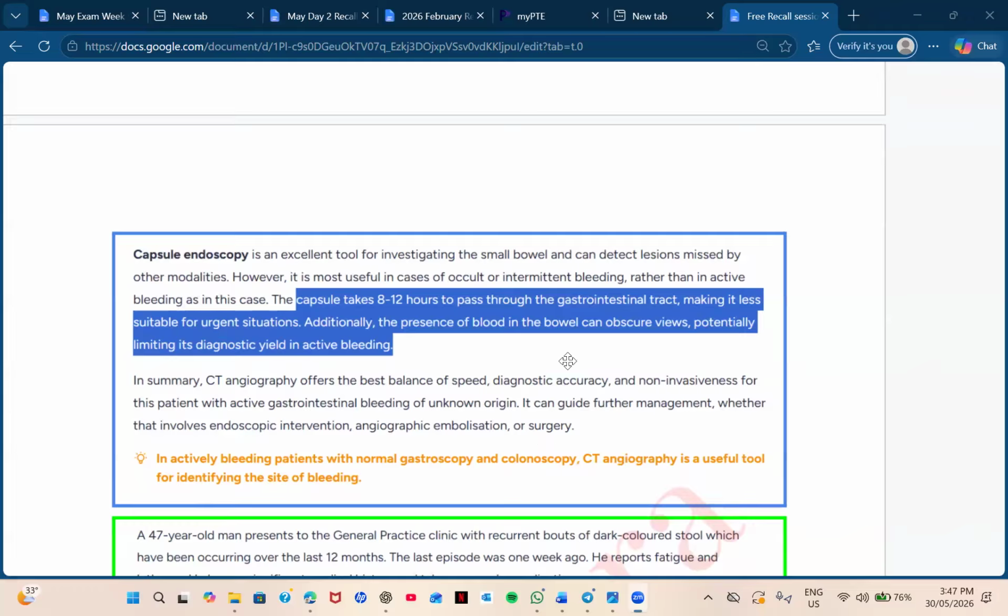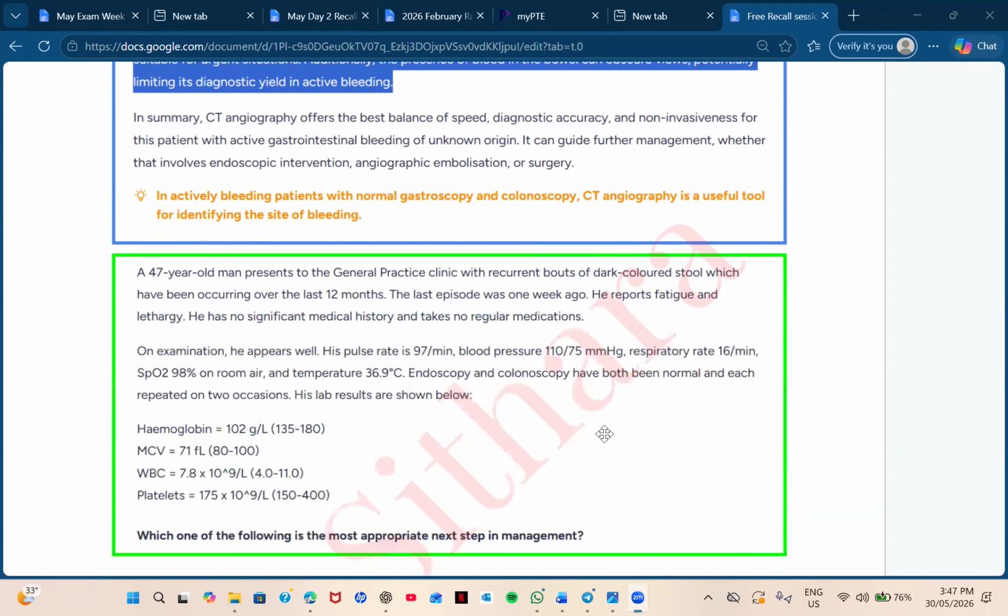Additionally, the presence of blood in the bowel can obscure the view, potentially limiting its diagnostic yield in active bleeding. In summary, CT angiography offers the best balance of speed, diagnostic accuracy, and non-invasiveness for the patient with active GI bleeding of unknown origin. It can guide further management, whether that involves endoscopic intervention, angiographic embolization, or surgery, right? So I hope you get the point. So next question.